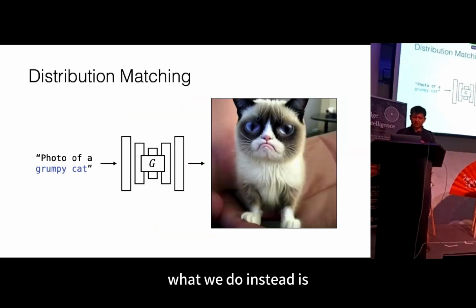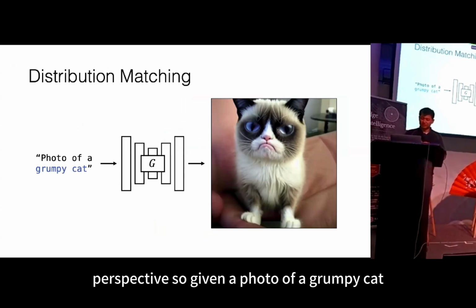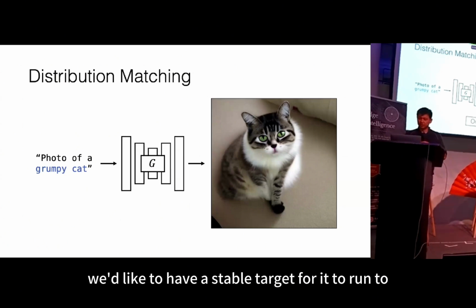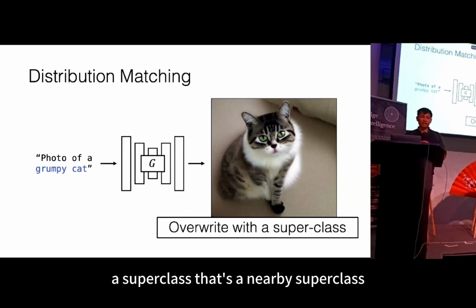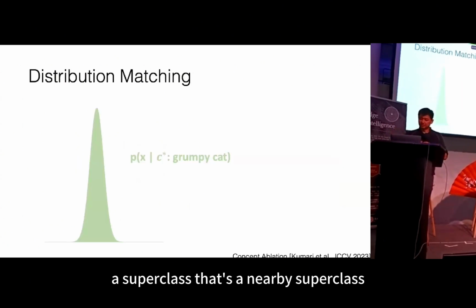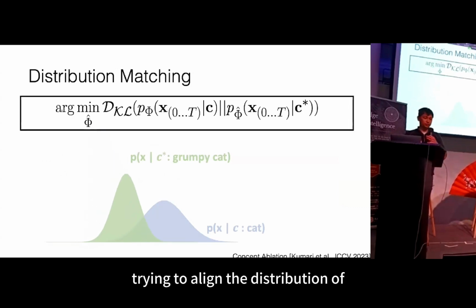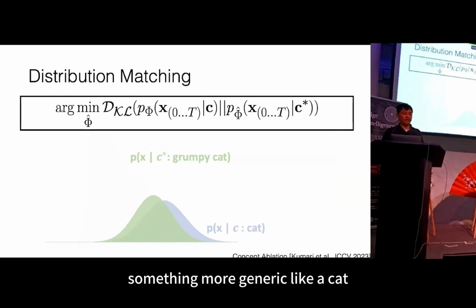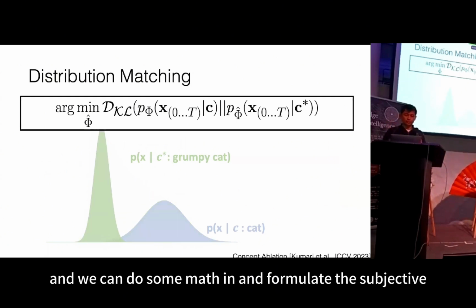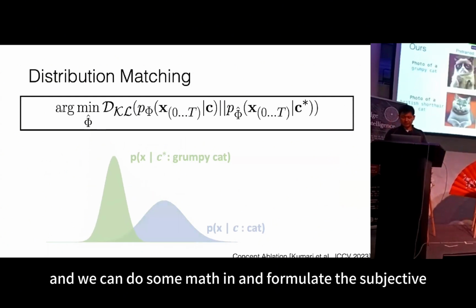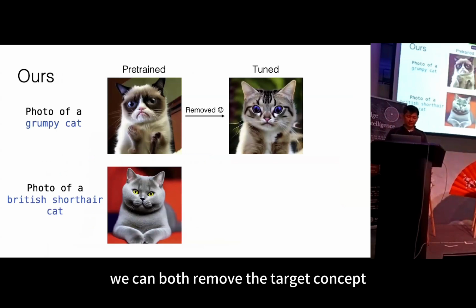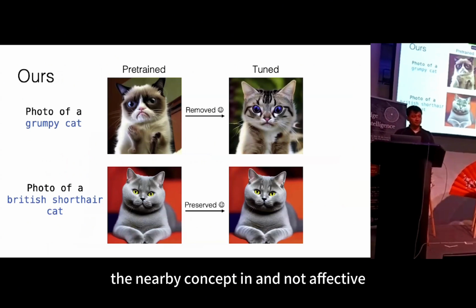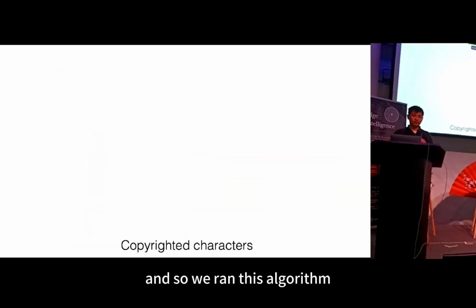What we do instead is think about this from a distribution matching perspective. So given a photo of a Grumpy Cat, we'd like to have a stable target for it to run to, which is going to be a nearby superclass. So you can just think about it as trying to align the distribution of Grumpy Cat towards something more generic like a cat. And we can do some math and formulate this objective. And after we do that, we can both remove the target concept as well as preserve the nearby concept and not affect it. And so we ran this algorithm on a whole bunch of different concepts.